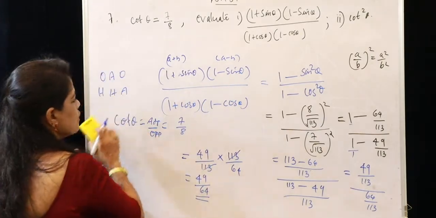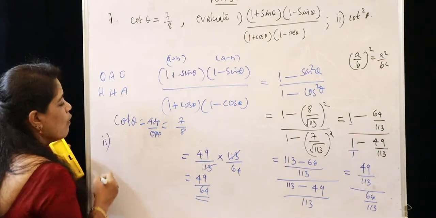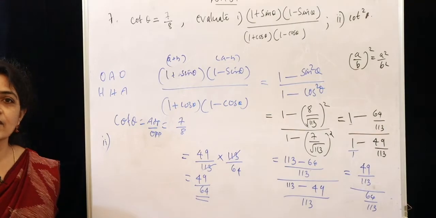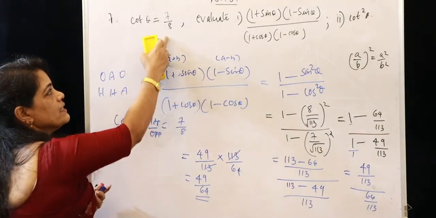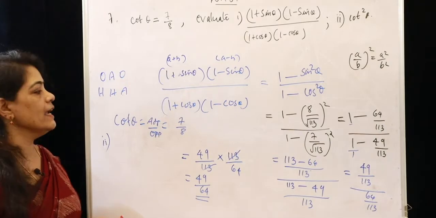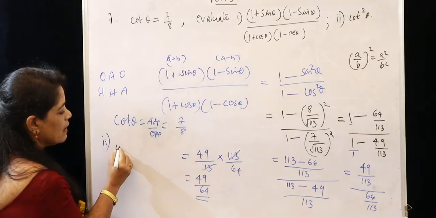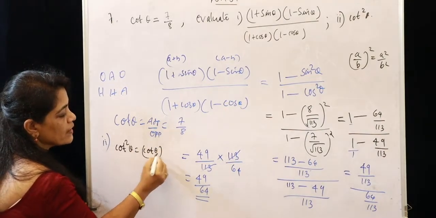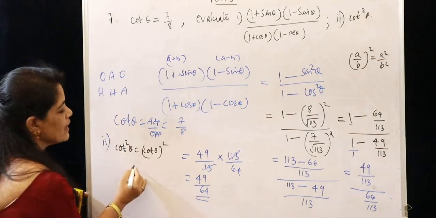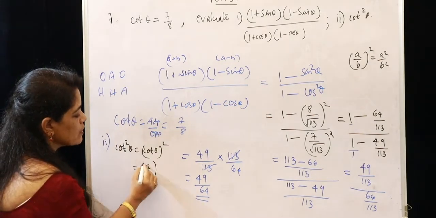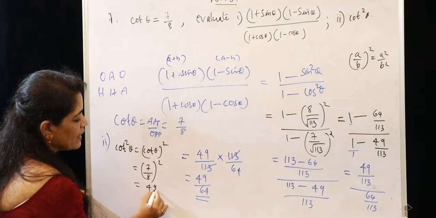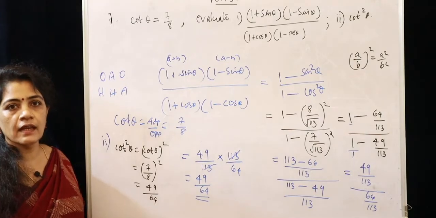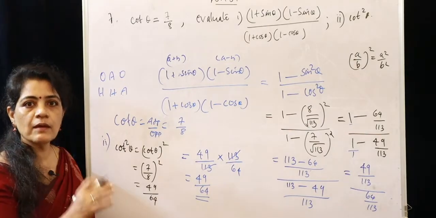What is the second part? It's quite simple: cot square theta. What is cot square theta? Cot theta whole square, right? And cot theta is given, children, as 7 by 8. So cot square theta is equal to cot theta whole square, and cot theta is given as 7 by 8, whole square, that is 49 by 64. Square of 8 is 64, 7 is 49. A by b whole square is a square by b square.